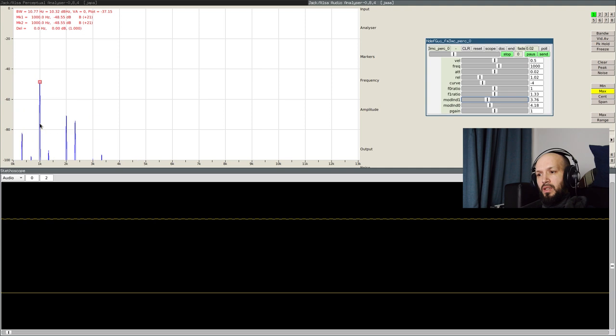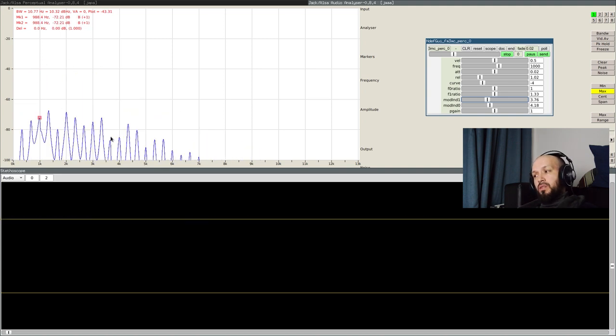What we have is the result of generation of sum and difference tones. So we have a very rich spectrum, and if we introduce even the third one, it will become even richer. So we can create very dense spectral regions with this method.